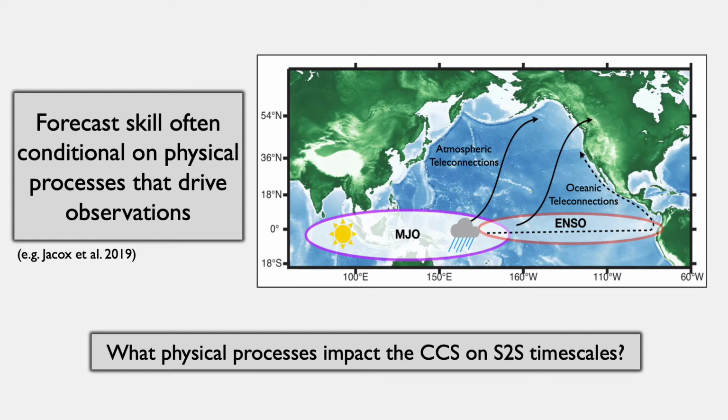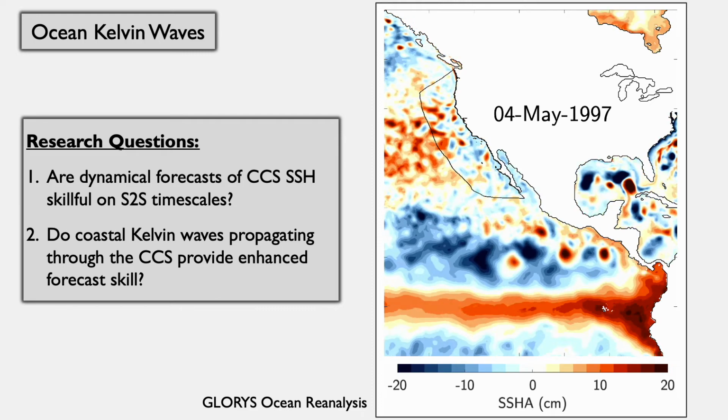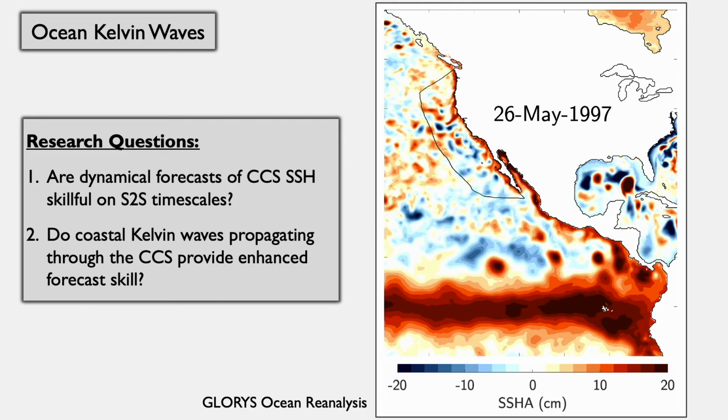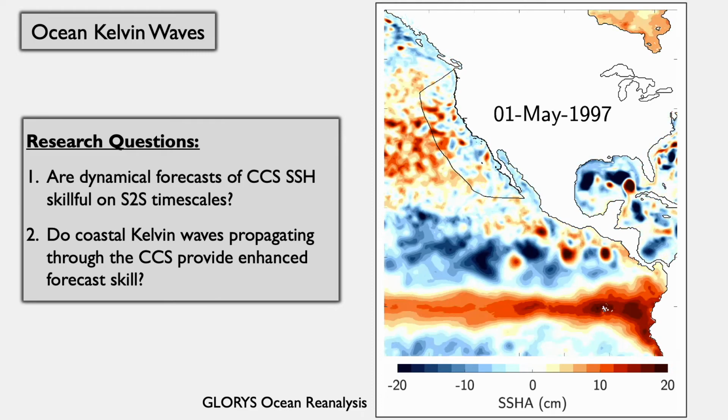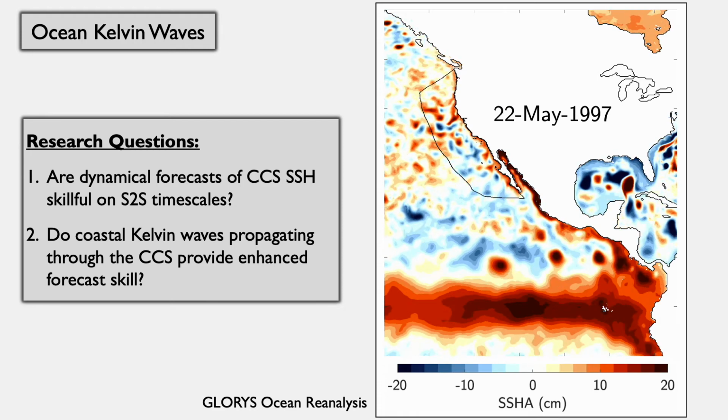But perhaps a more overlooked or different teleconnective pathway that could provide forecast skill on S2S timescales are ocean teleconnections associated with intraseasonal ocean Kelvin waves. And just to give you an example of what one of these coastally trapped waves might look like, I'm showing you an animation of sea surface height anomalies during the development of the 1997-98 El Nino.